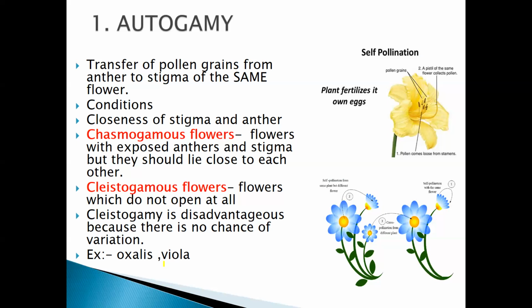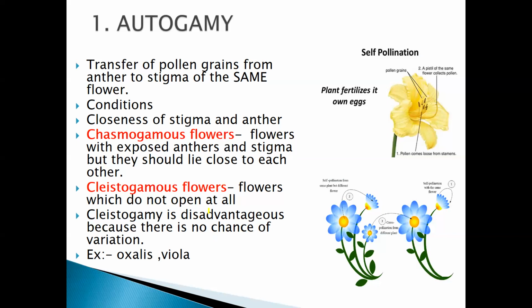Whereas in other plants, like hibiscus or paddy, wheat, or any such annual or biennial plants, there is the chance of variation. Why? Because they have exposed anthers and stigma. Any pollen grain can come and pollinate the stigmatic surface of such flowers. Whereas in Cleistogamous flowers, the flowers do not open at all, and there is this disadvantage. There is no genetic variation seen.